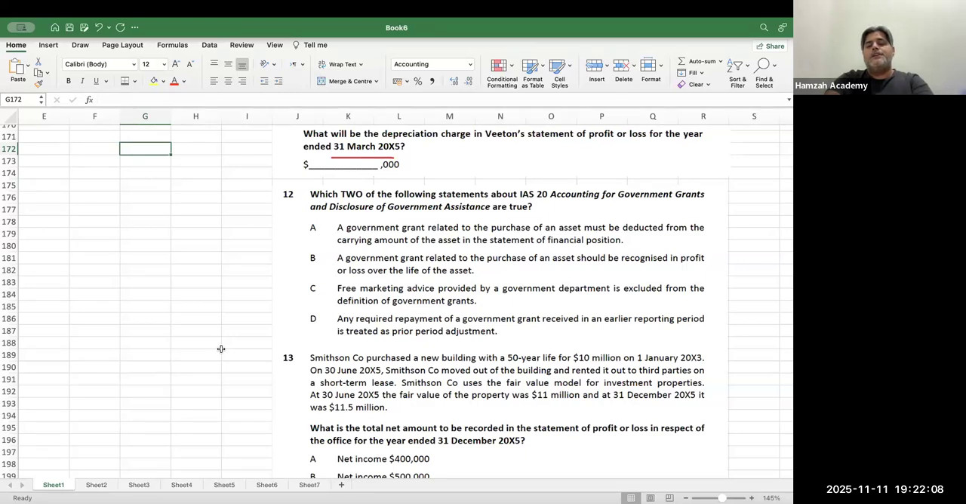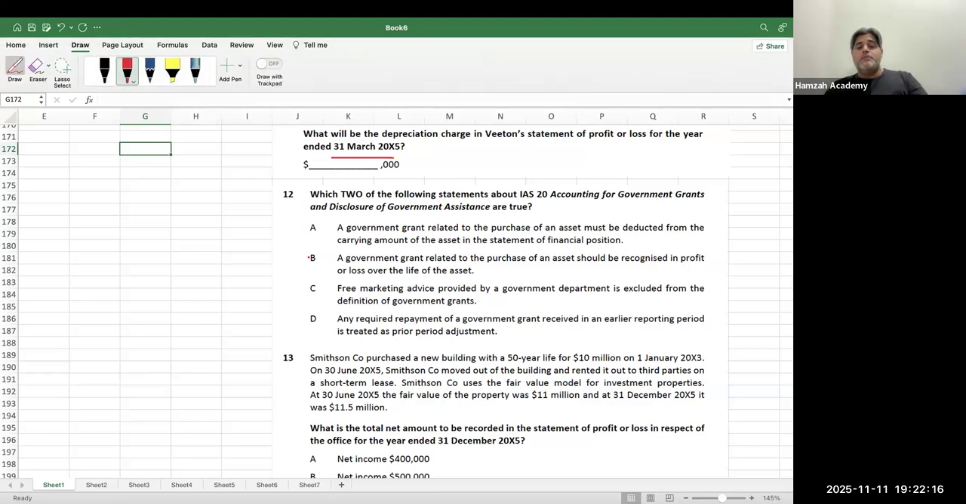B: a government grant related to the purchase of an asset should be recognized in the profit and loss over the life of the asset. Yes, this statement is true, because the grant related to the purchase of the asset should be recognized over the life of the asset. Then the next one: free marketing advice provided by a government department is excluded from the definition of government grants. True. We didn't get any value over here. This is assistance which is given to all and everyone.